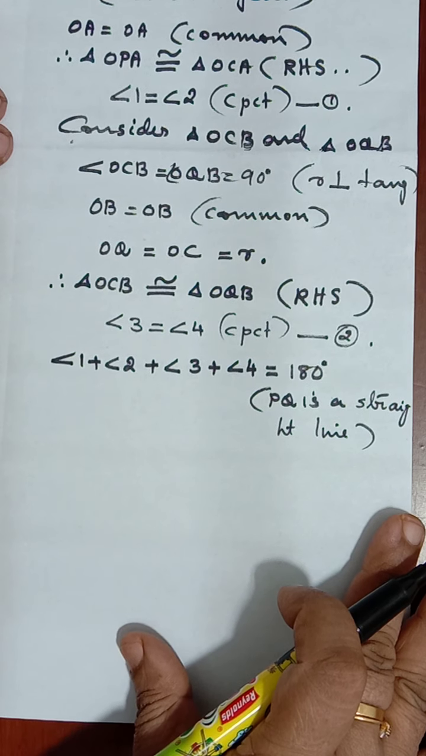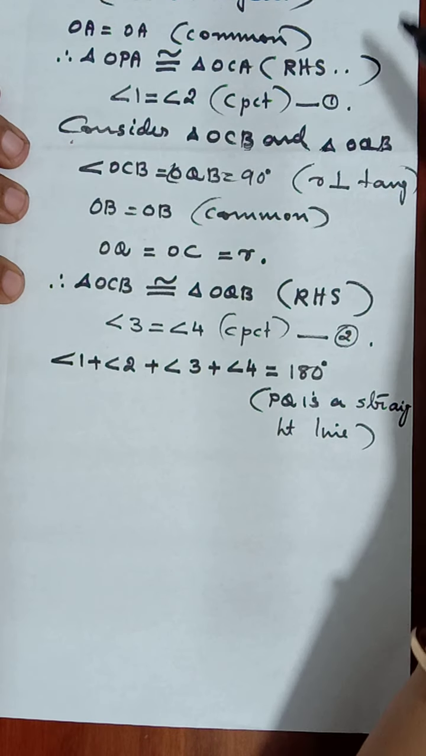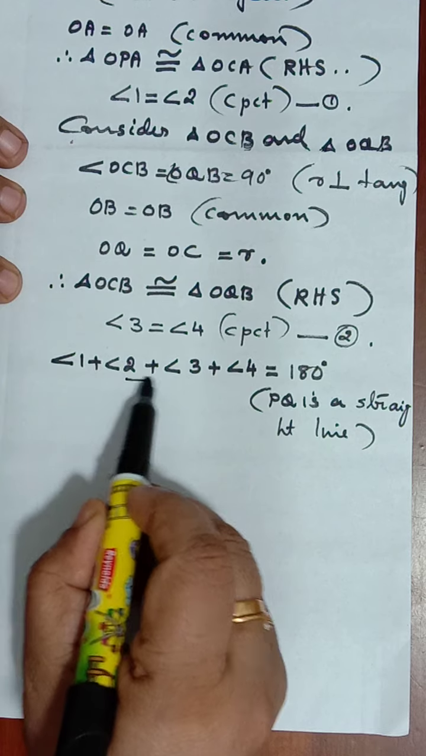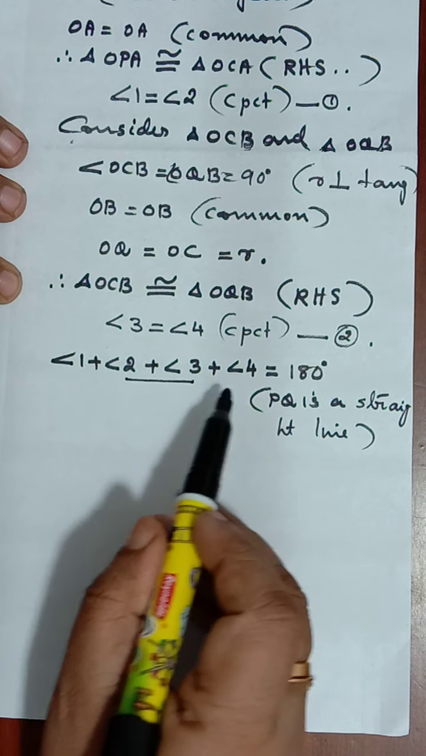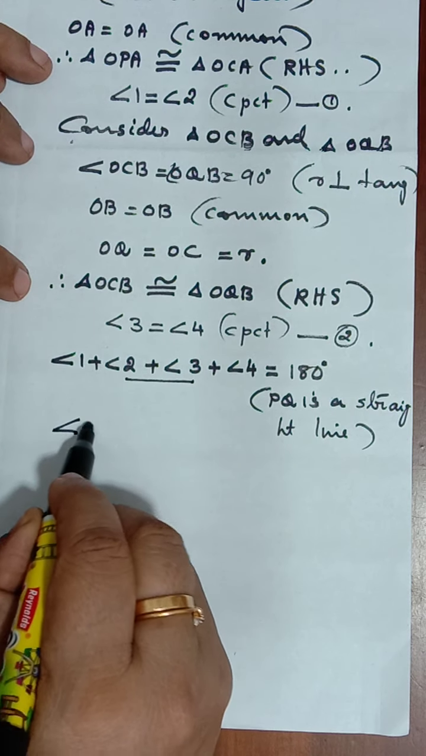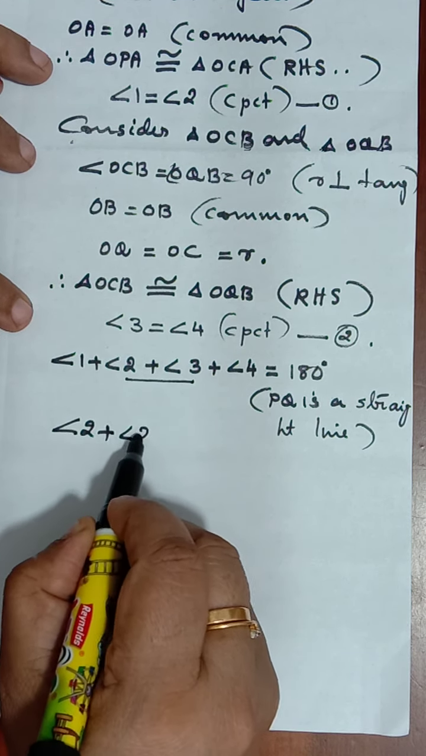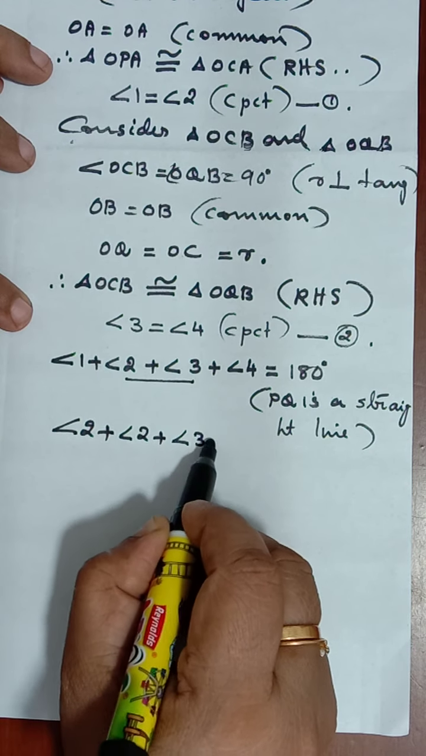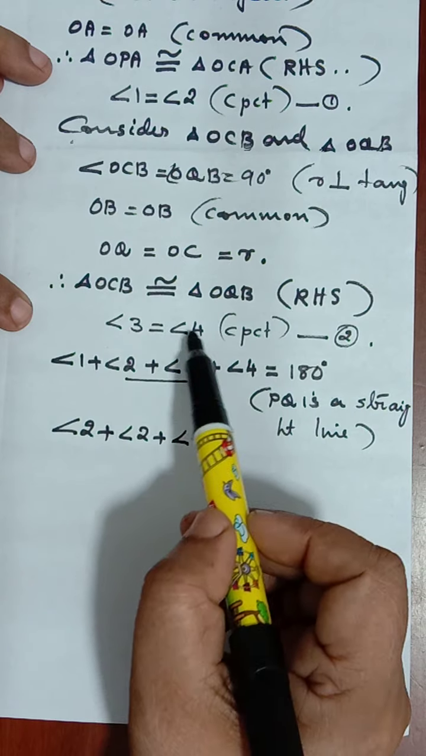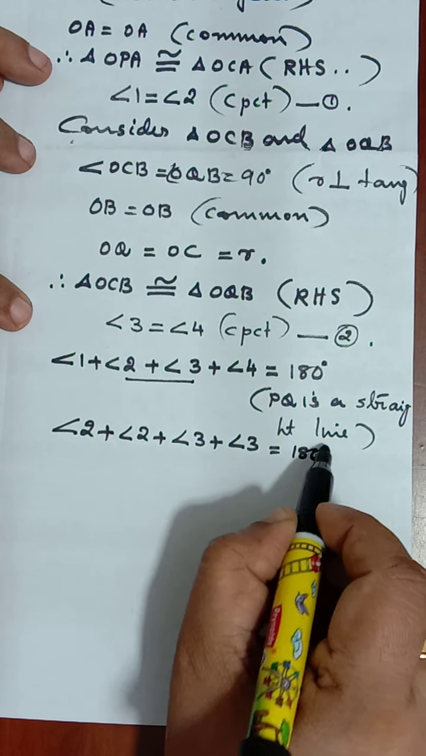Now comes the substitution. Here we have to take 2 plus 3 equal to 90. How to get 2 plus 3 only? We have to keep the other and change 1 and 4. What is this 1 equal to? Isn't it equal to 2? Instead of 1 I have written 2. Then 2 as it is, 3 as it is, 4 we have to change. What is that 4 equal to? 4 is equal to 3. So that's equal to 180 degree.